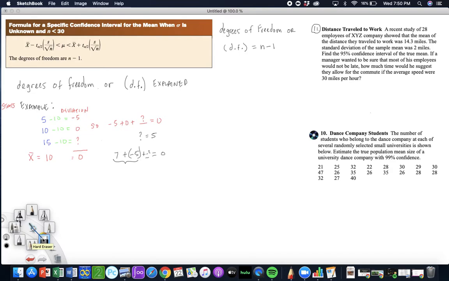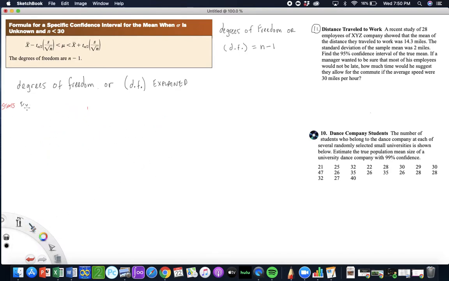I try my best to explain what degrees of freedom means, so it's not just some number where I say, hey, degrees of freedom, this is what it is. And if you want more explanation, please email me and I'll hopefully explain a little bit more. Okay? So I'm going to show you where this degrees of freedom thing comes into play.